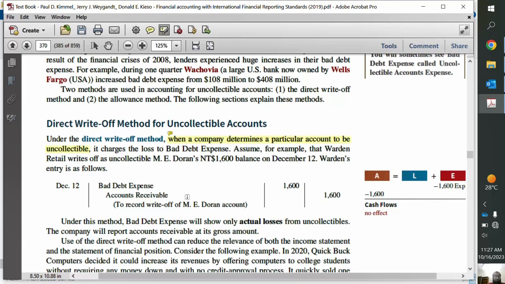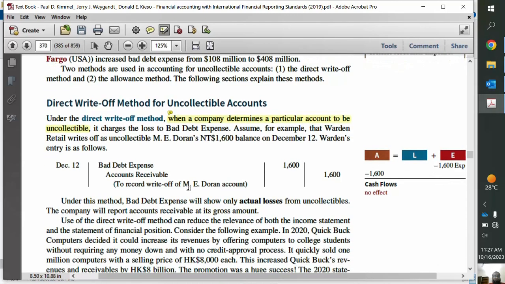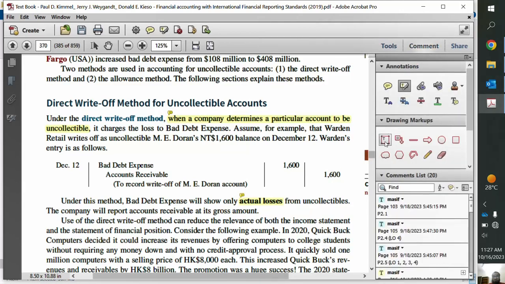This happens when we get sure that some customer is actually not going to pay. So this shows the actual losses. If somebody asks why you have credited accounts receivable 1600, then we can actually show. Let me show you.